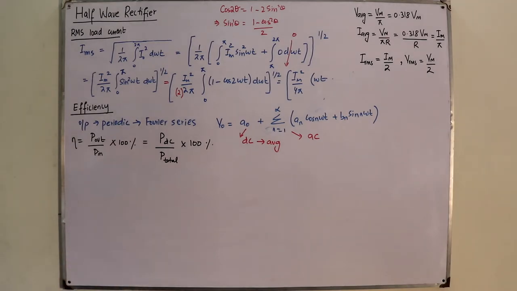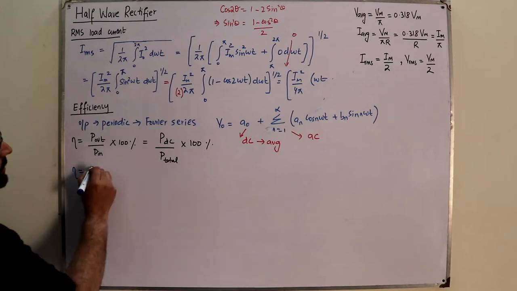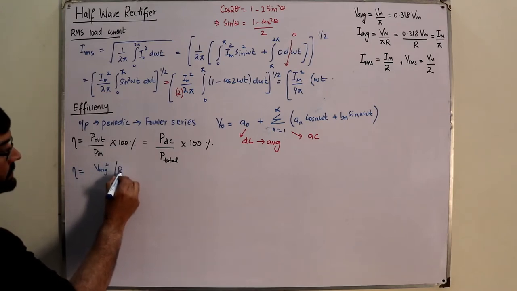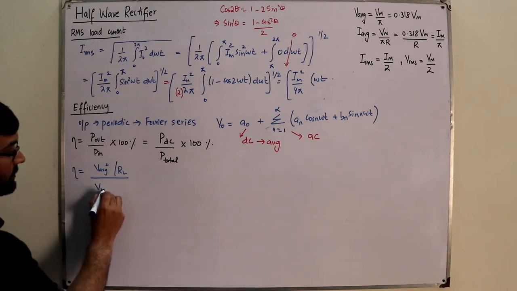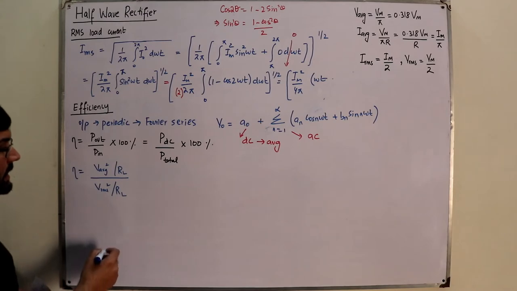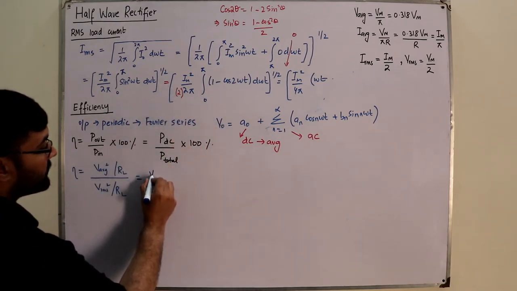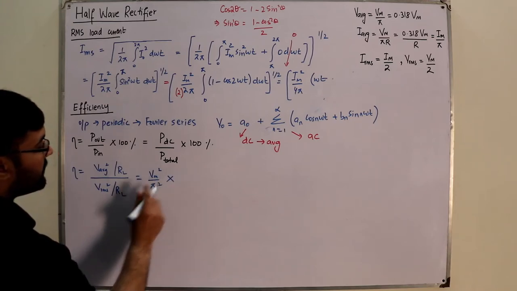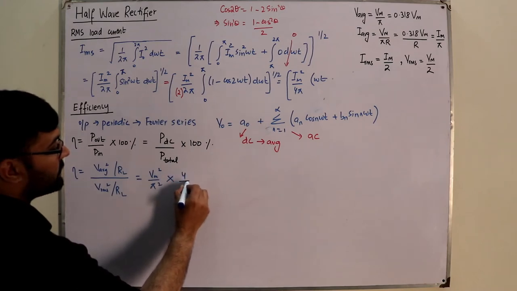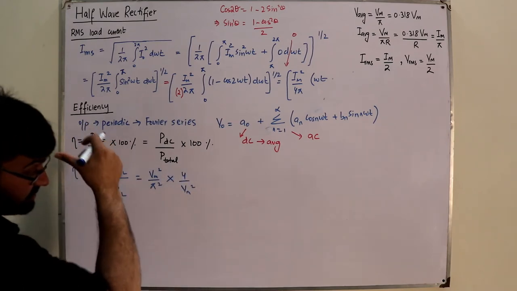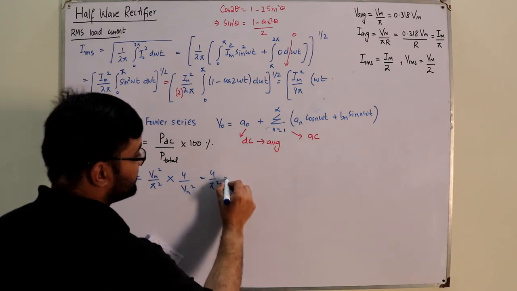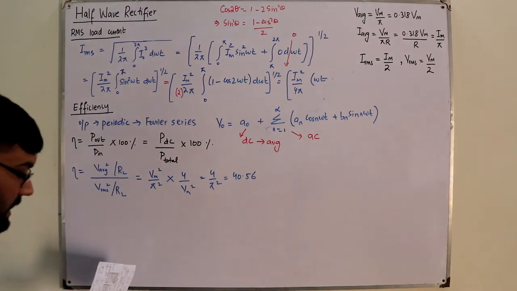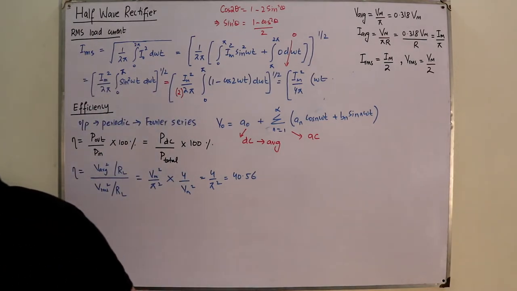For the DC power, have a look, it comes from the average value. In terms of voltage, we have V average squared upon the load resistance. For the total power, the input is sinusoidal, so we talk about the RMS value: VRMS squared upon RL. So RL cancels out. V average is Vm by pi, so we have Vm squared divided by pi squared, multiplied by 4 over Vm squared, because VRMS is Vm by 2. Vm squared cancels out, and you have 4 upon pi squared, which gives the value of 40.56. So the efficiency of the half-wave rectifier is 40.56%, which is a very low value.